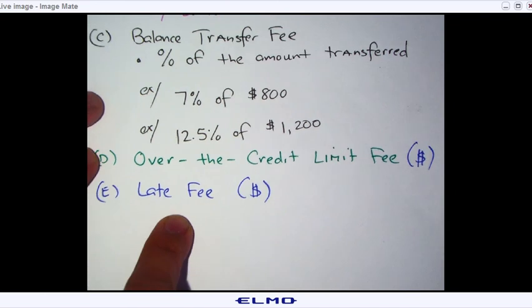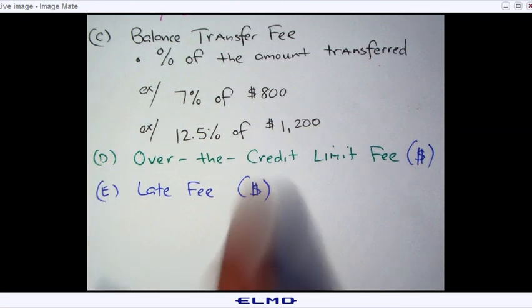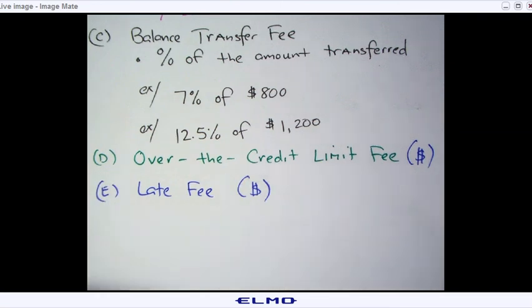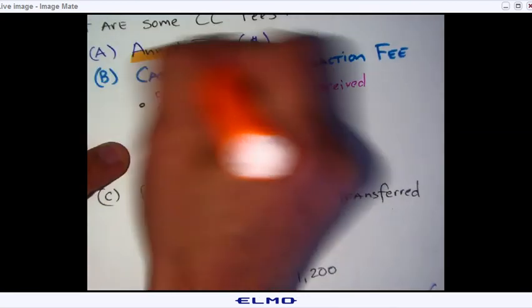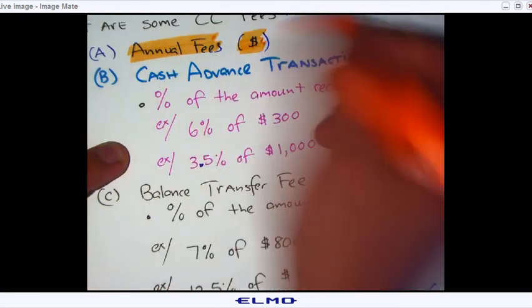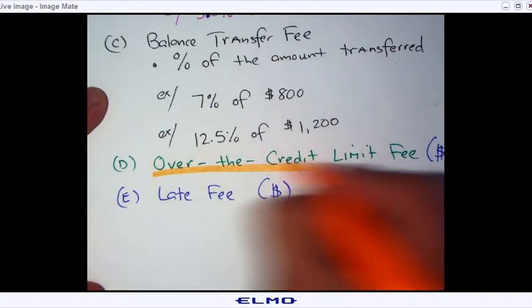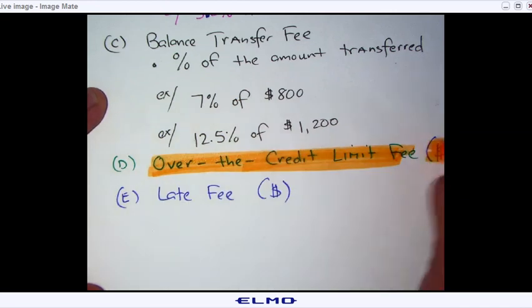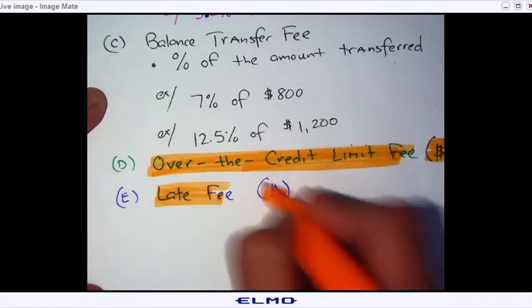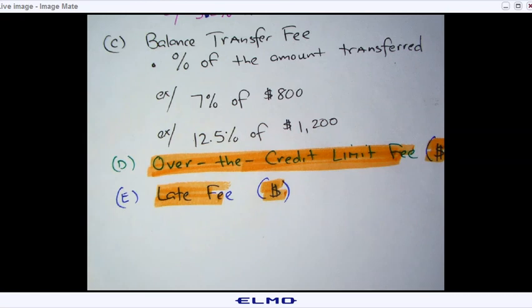And then late fee. Late fee is also in dollars. So there it is. These are in dollars. Your annual fee is in dollars. If you want to use the highlighter, your over the credit fee is also in dollars, and your late fee. $20, $30, whatever the late fee is.